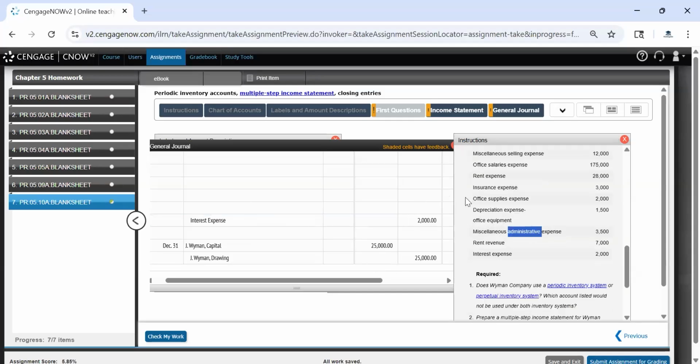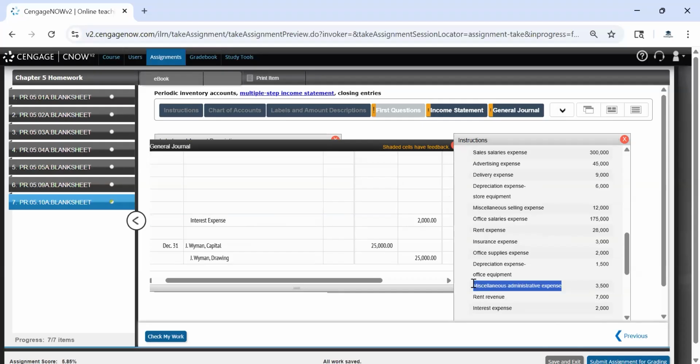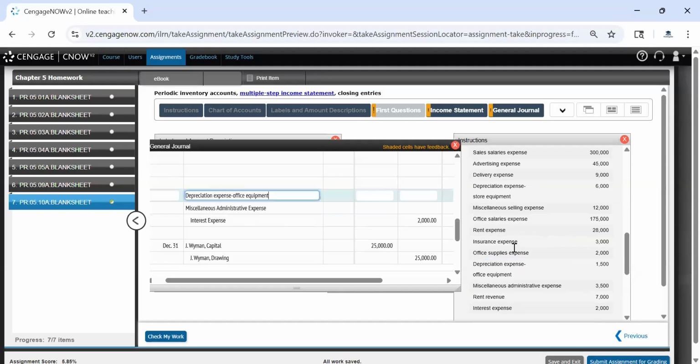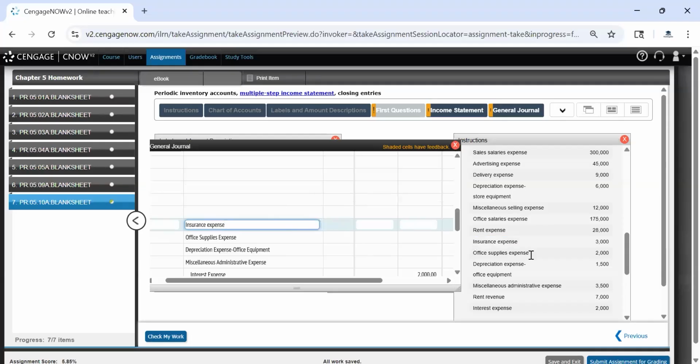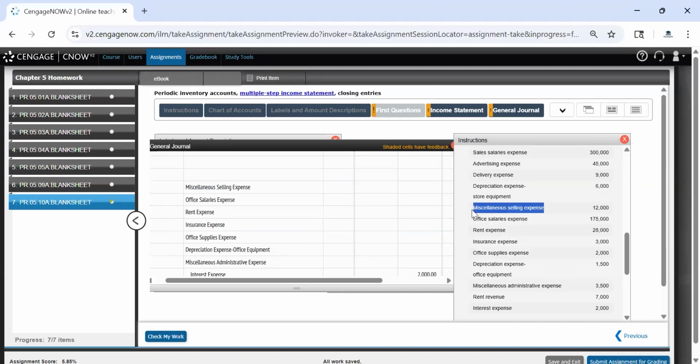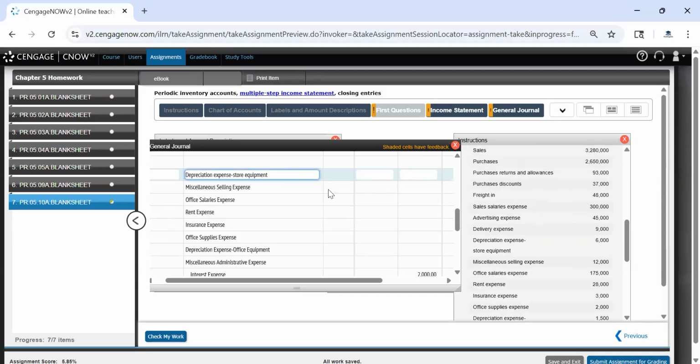We're also going to have to reduce all of these other expenses. Miscellaneous administrative expense, depreciation expense, office supplies expense, insurance expense, rent expense, office salaries expense, selling expense, and depreciation of the store equipment. We'll start going and filling in these amounts.